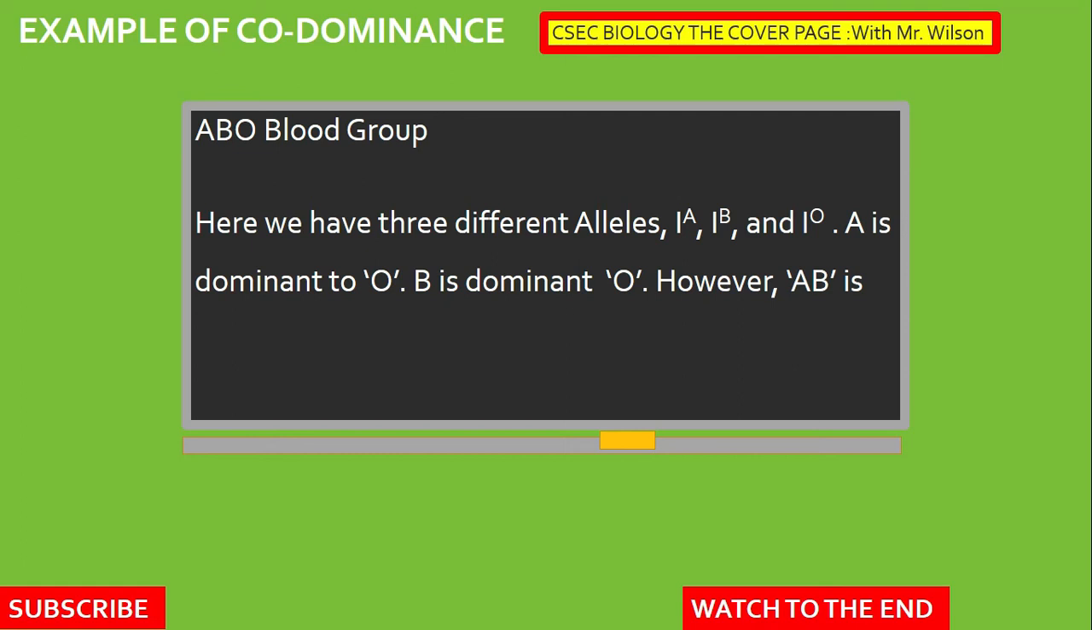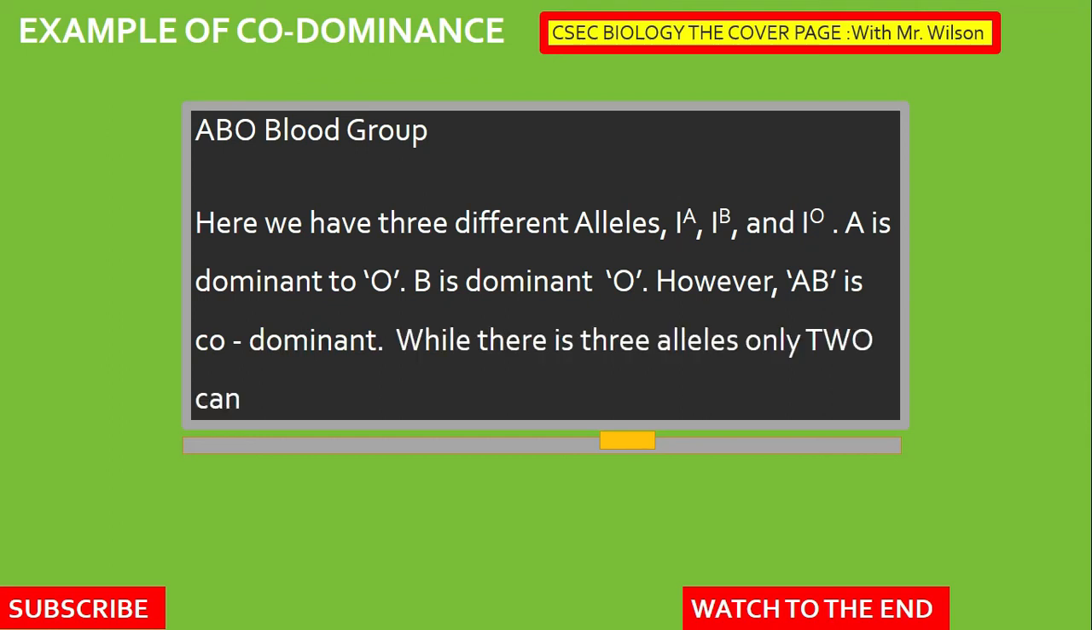However, AB is codominant. While there are three alleles, only two can be present at any time in one cell. So while we have three alleles here, only two can be present at any particular time in the same cell. That is something we need to take into consideration when we are doing the genetic diagram to determine the F1 generation.